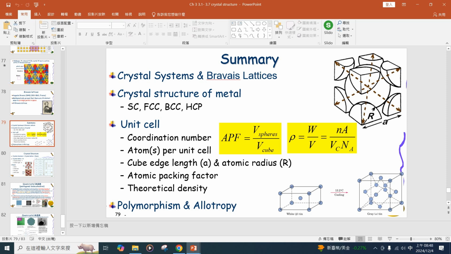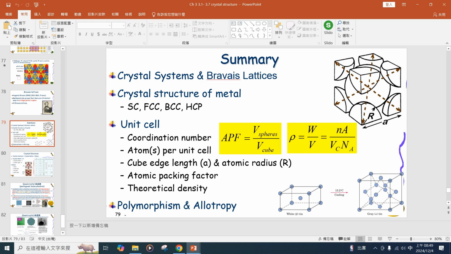This is the density, right? The definition of density is the weight divided by volume. And we can measure the density, or also we can calculate the density by this equation. I hope you still remember. I want you to remember this equation. Okay, this will be in your final exam. So N is what? N is the number of the atoms in the unit cell, right? A is the atomic weight, divided by the volume of the cube and times what? Avogadro number. Right?